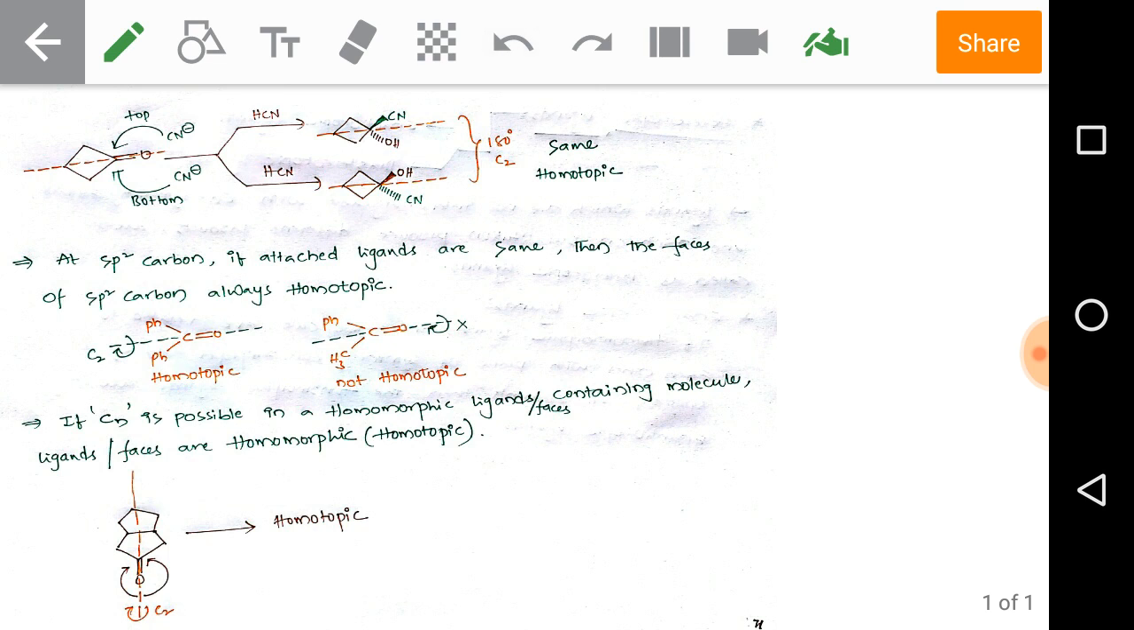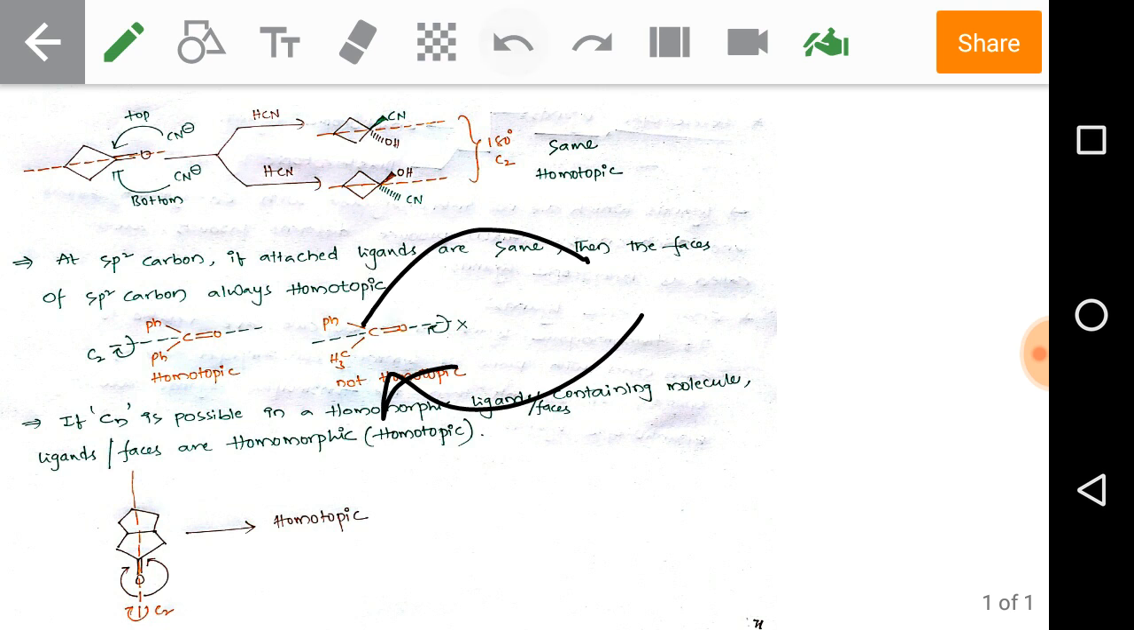And check another two examples here. We can call it homotopic, because by just looking at this, the top phase and bottom phase are homotopic, since the sp2 carbon has two similar groups, that is Ph and Ph, on it. If one of the groups on the sp2 carbon is different, here we have a phenyl group and a methyl group, hence the top phase and bottom phase are not in a homotopic relationship.